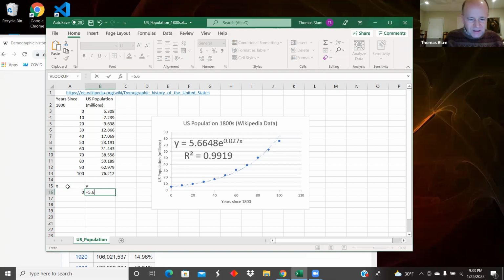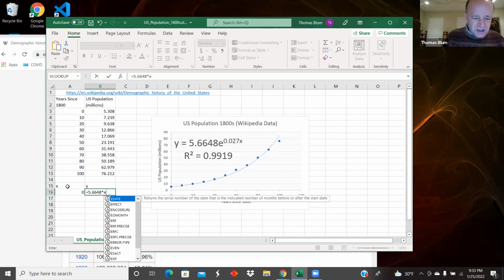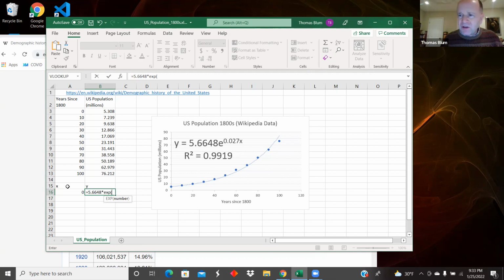So 5.6648. And then I multiply that. There's all these implied multiplications that we have to make explicit in Excel. And then there's a function in Excel for exponentials, exp. And then functions have parentheses. So this is exp open parenthesis, and then it's 0.027. And then that gets multiplied by our x. And our x, the point I'm interested in first, is x equals 0. And then that's the end of the exponential.